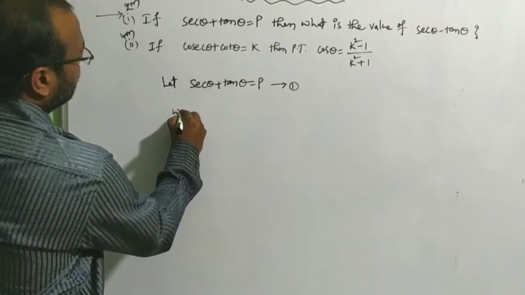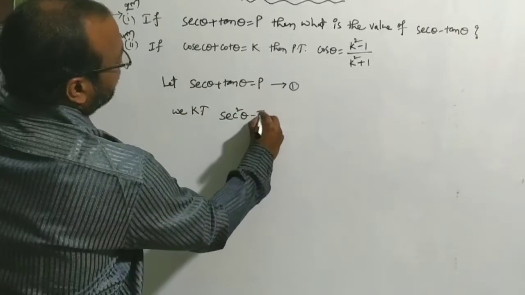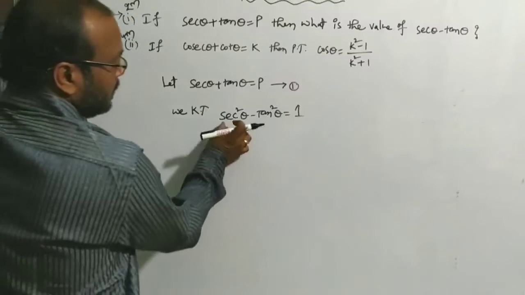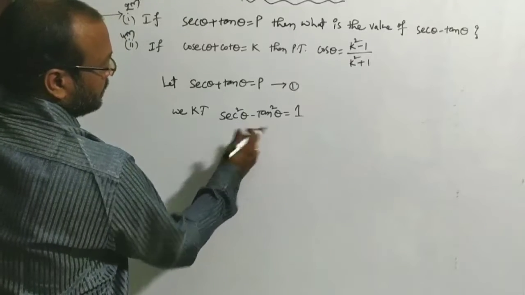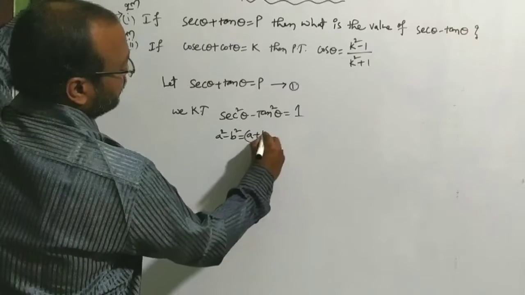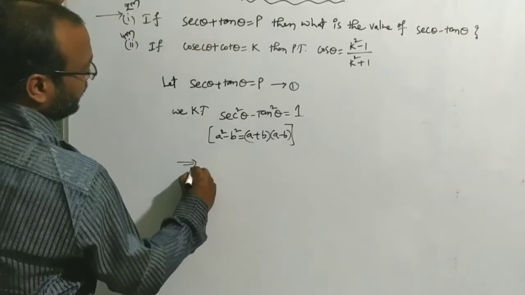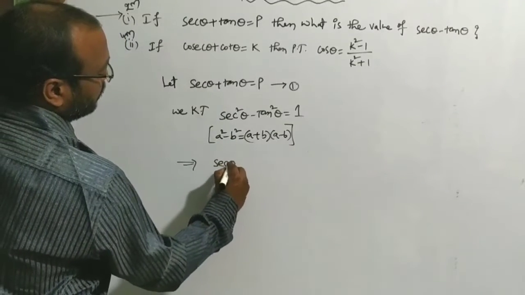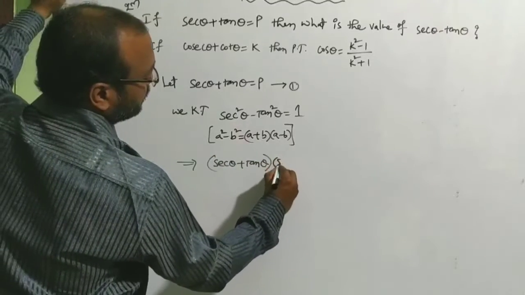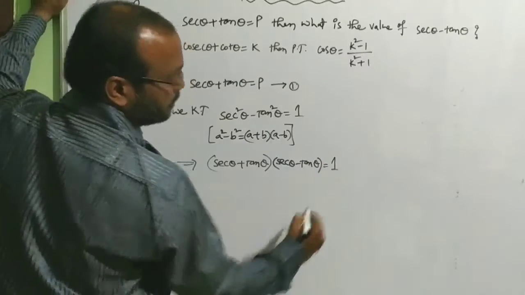We know that sec square theta minus tan square theta is equal to 1. This is our identity. This is in the form of a square minus b square. A square minus b square can be written as a plus b into a minus b. So for that sake, we will write this as sec theta plus tan theta as one part, next, sec theta minus tan theta as one part, that is equal to 1.